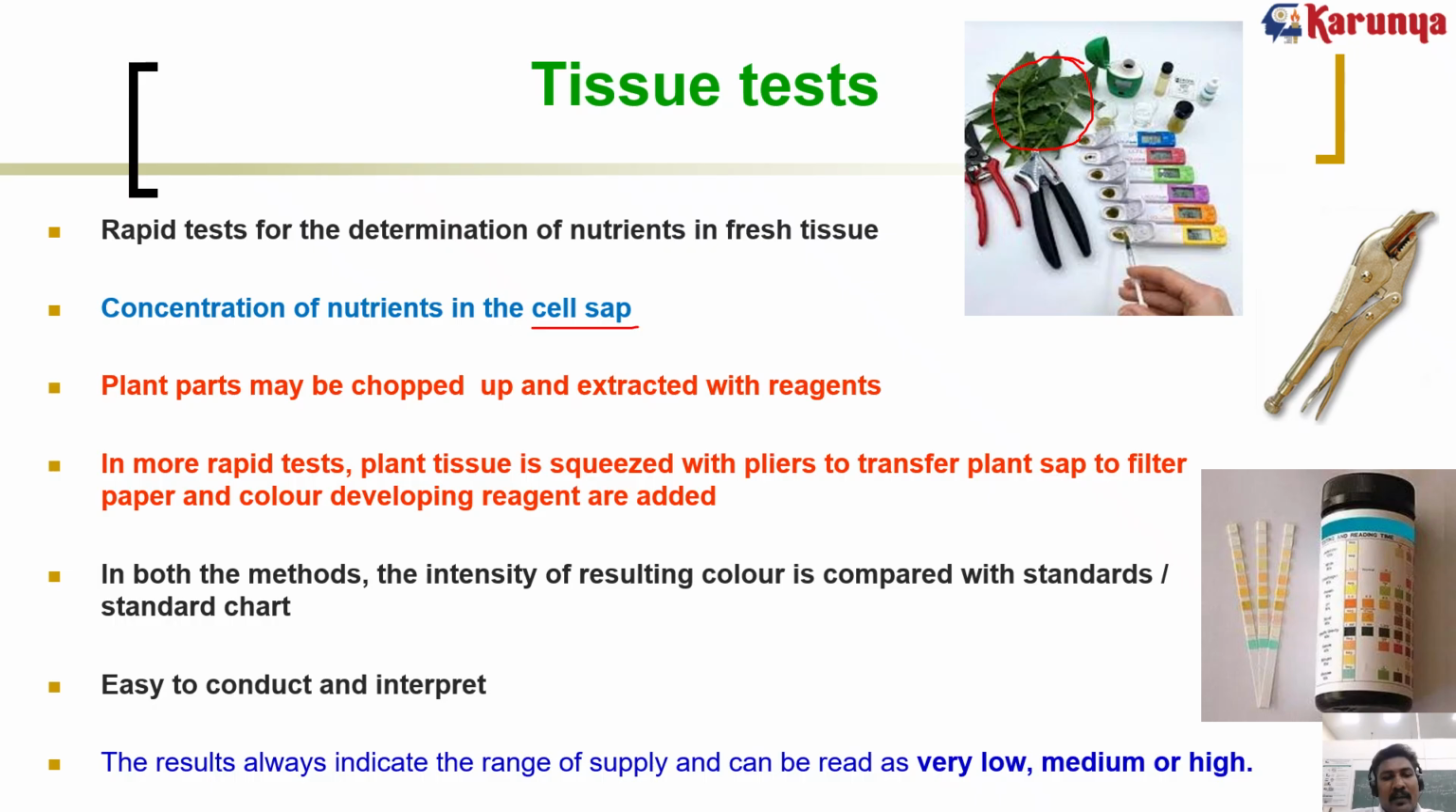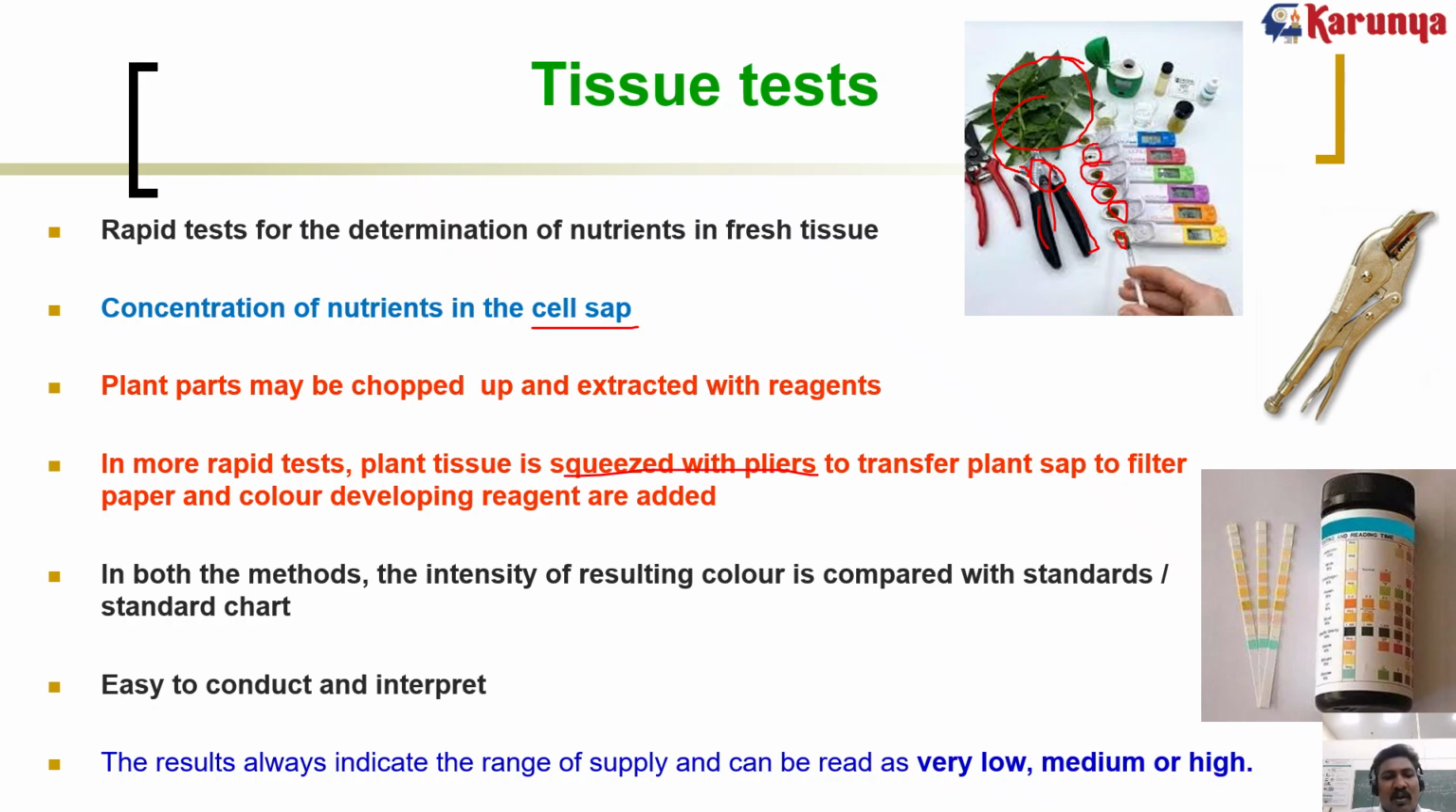And in rapid test, the plant tissue is squeezed with plier. This is called plier. Using this plier, when you place the sample here and press the handle, it will give some liquid substance. The liquid substance can be placed in the port showing here.